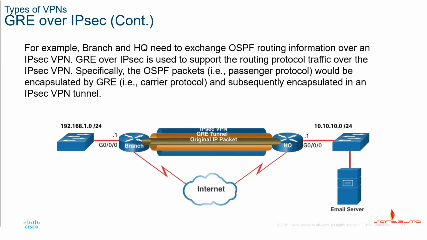Next, for example, you have the branch and the headquarters. The branch and the headquarters need to exchange OSPF routing information over the IPsec VPN. So GRE over IPsec is used to support the routing protocol traffic over the IPsec VPN. Specifically, the OSPF packets, the passenger protocol, would be encapsulated by GRE, the carrier protocol, and subsequently encapsulated in an IPsec VPN tunnel. So with the combination of GRE and IPsec, we have a secure VPN connection between a branch and a headquarters.